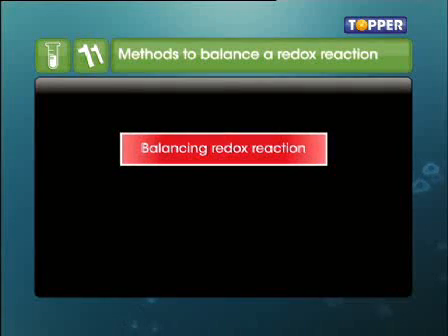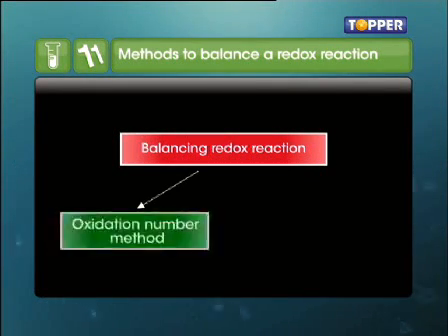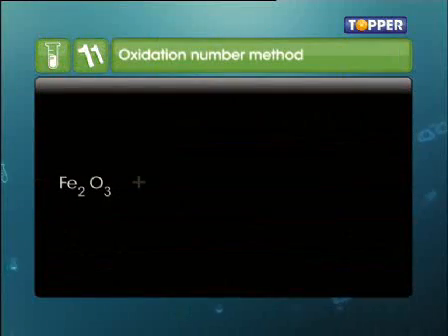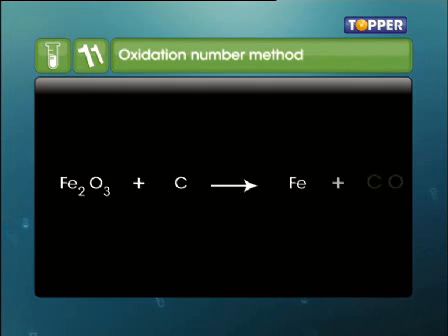To balance a redox reaction, two methods are used: oxidation number method and half reaction method. Let us first start with the oxidation number method. To understand the oxidation number method, let's take the reaction of iron oxide and carbon. As you can see in this equation, iron oxide is reduced with carbon to iron and carbon monoxide.